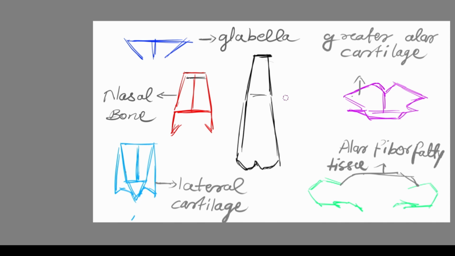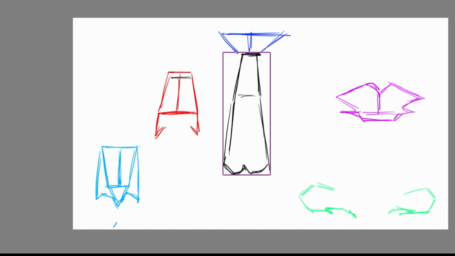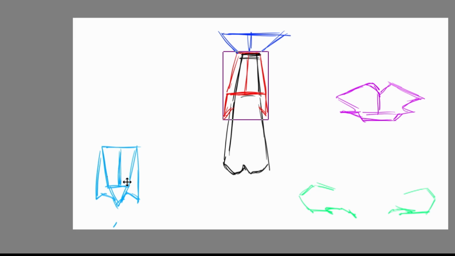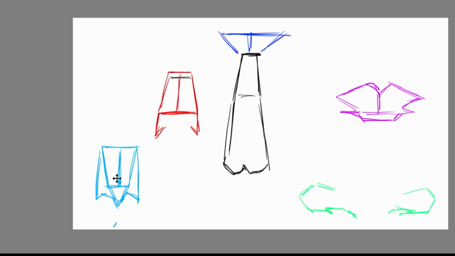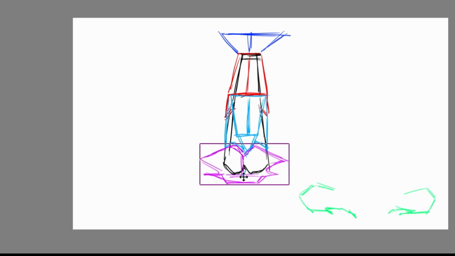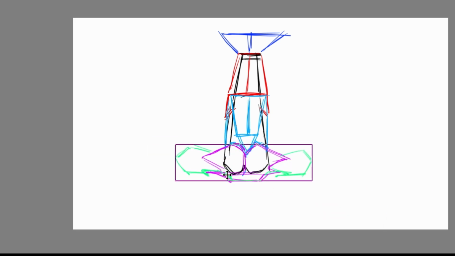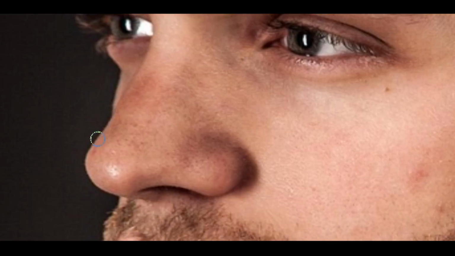So let's put it together for better understanding. First we have the glabella on the top. After that the nasal bone, and third we have lateral cartilage, fourth is greater alar cartilage, and fifth is fiber fatty tissue. These are all attached to each other just like a puzzle. Let's understand much better with this photo.